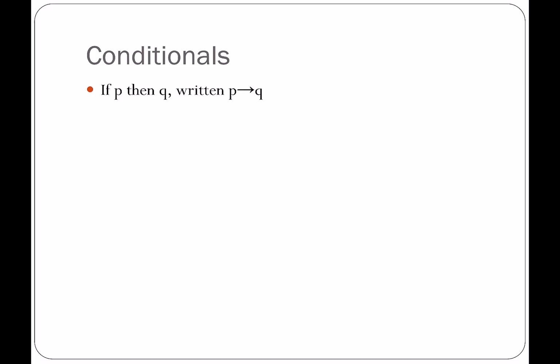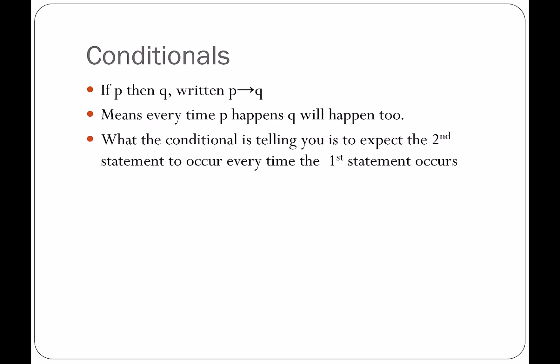Conditionals are written if P then Q. Our symbols are P with an arrow over to Q. If P then Q means every time P happens, Q will happen too. What the conditional is telling you is to expect the second statement to occur every time the first statement occurs.